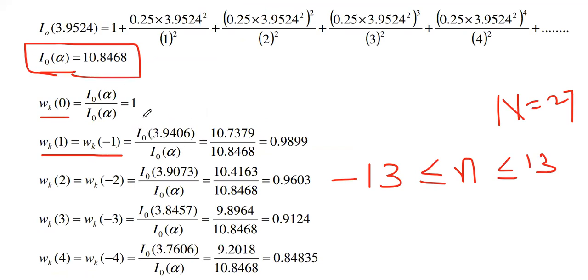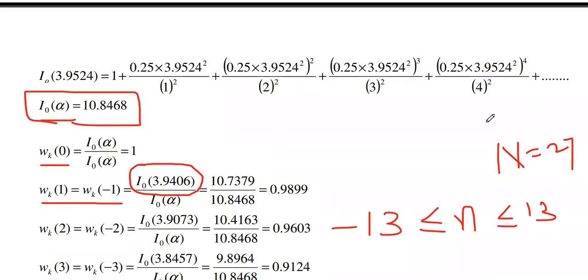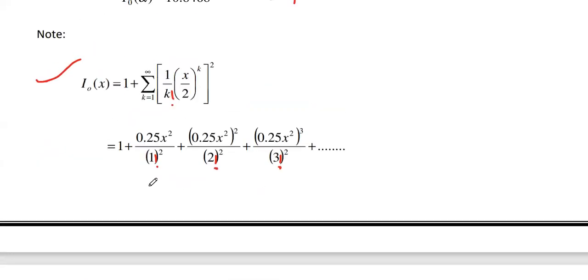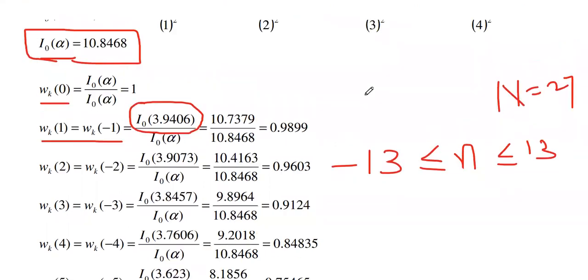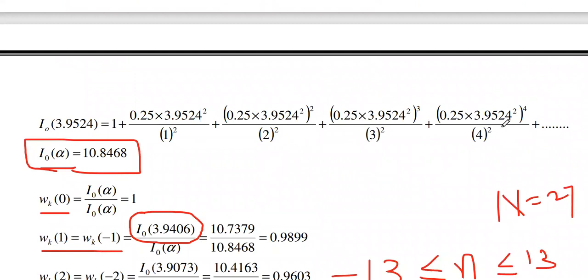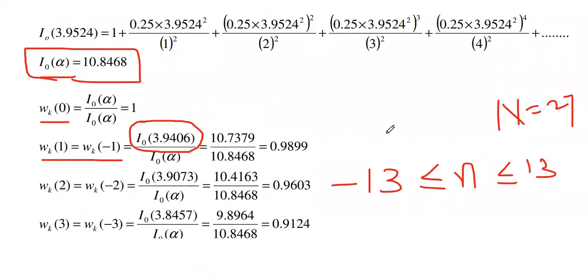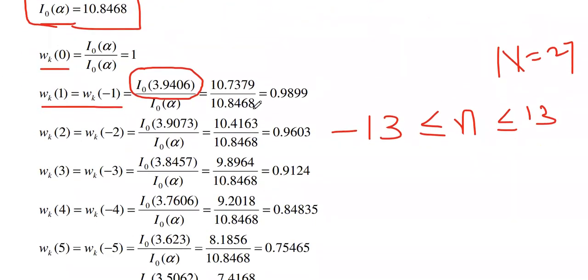Again, you calculate this I naught of 3.9406 using the series. You calculate it separately and then divide, and we get 0.9899. This calculation is similar: you expand the series up to 6 or 7 terms, find the I naught value, then divide, and the answer is 0.9899.